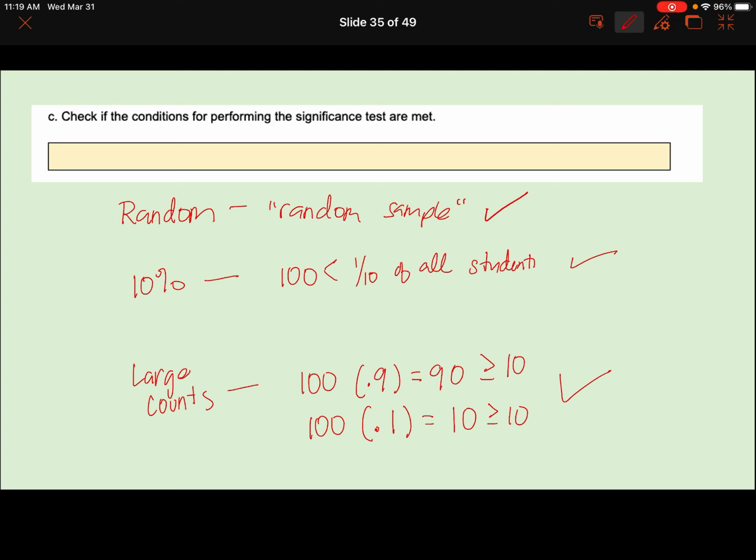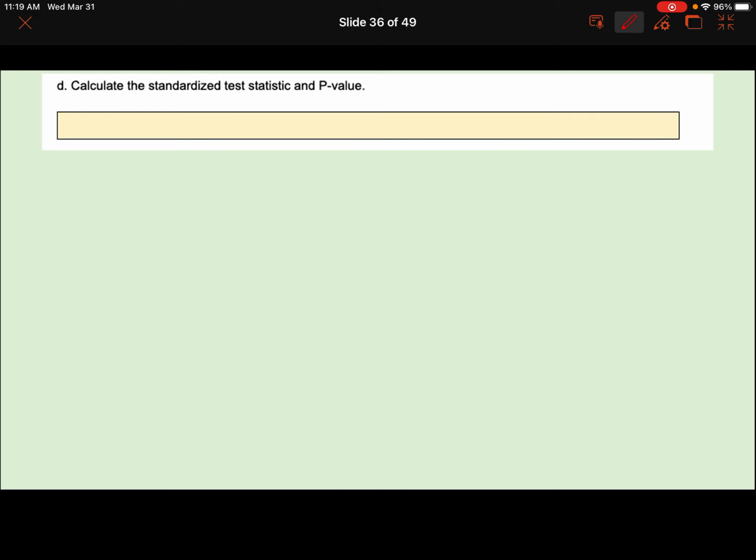All right, so I want you to calculate the standardized test statistic, aka the z-score, and our p-value. So for this, I'm always going to start by making a nice sketch. We have 0.9. I'm always going to label my null value as my mean. And we have to find our standard deviation still. Okay, so in order to find that, I'm actually going to pause for just a sec. I'll come right back, hang on.